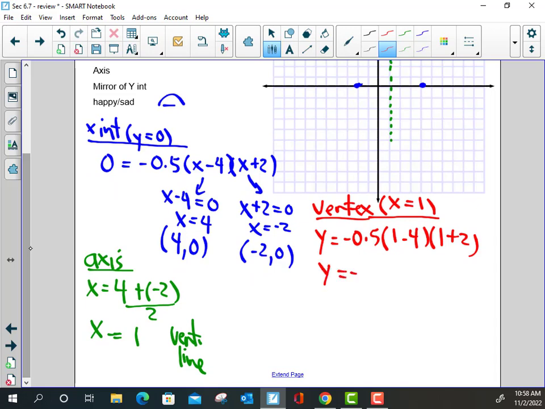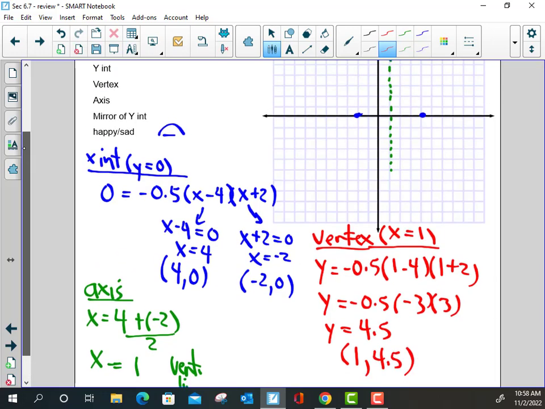So y equals negative 0.5. This is a negative 3. This is a positive 3. So that's negative 9, times negative 0.5, positive 4.5. And I'm going to make a little note to myself. That's at 1, positive 4.5. It's always nice to end with a coordinate.